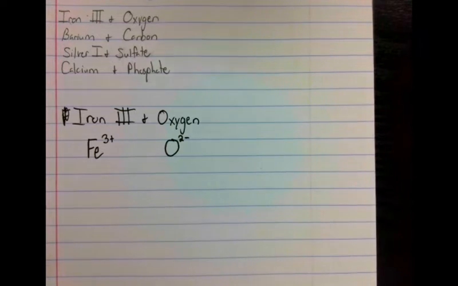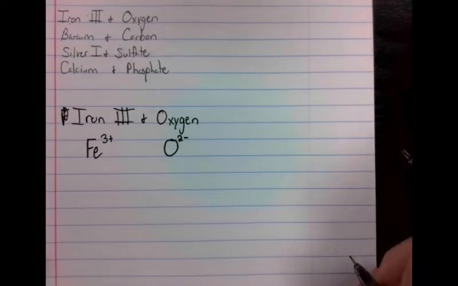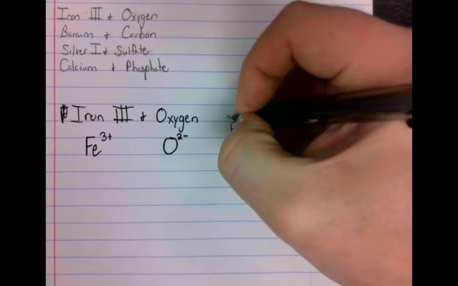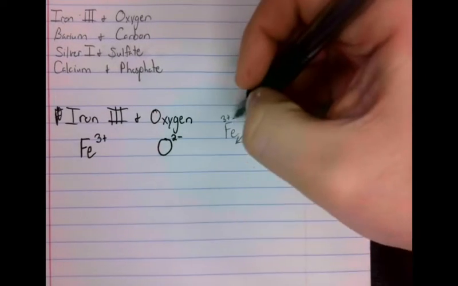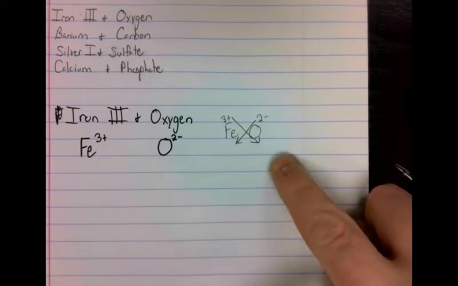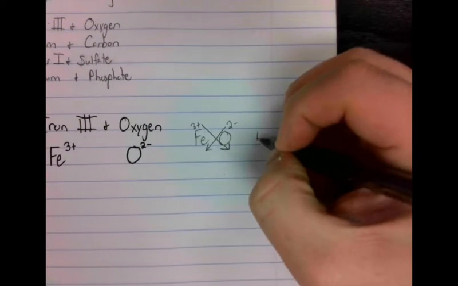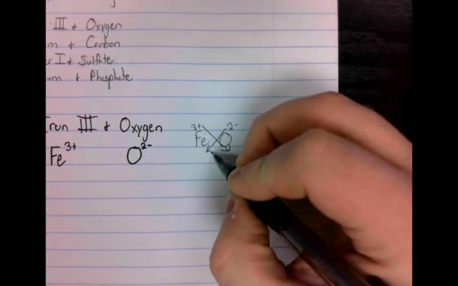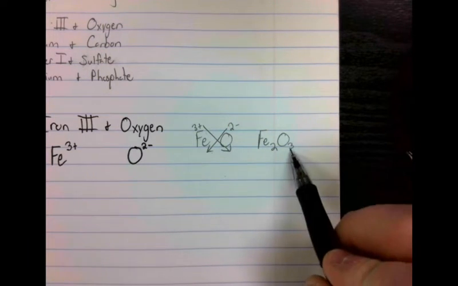The next step, and I'm going to switch to a pencil so it doesn't bleed through as much, is what is called crossing your charges. So to cross your charges, I'm going to write Fe, I'm going to write O, I'm going to write 3 plus, I'm going to write 2 minus, and then we are going to cross our charges. We're going to bring this 3 down to the O, and we're going to bring this 2 down to the Fe, and that's going to give us Fe2, because this 2 has gone down here, O3, because this 3 has gone here.